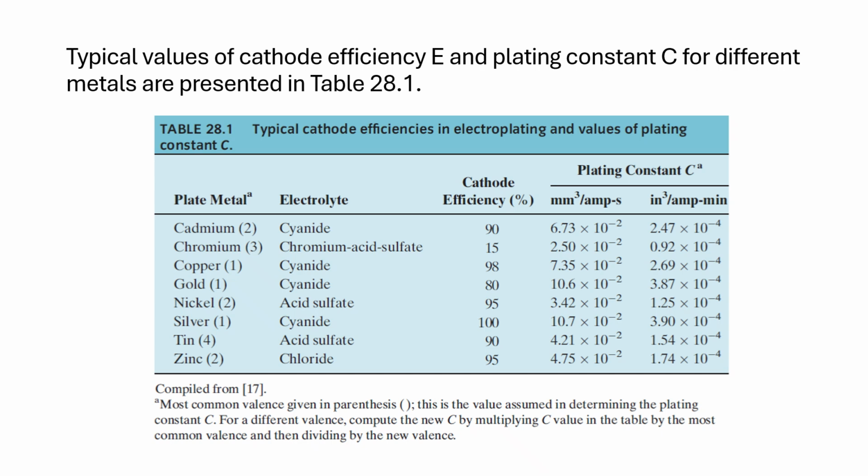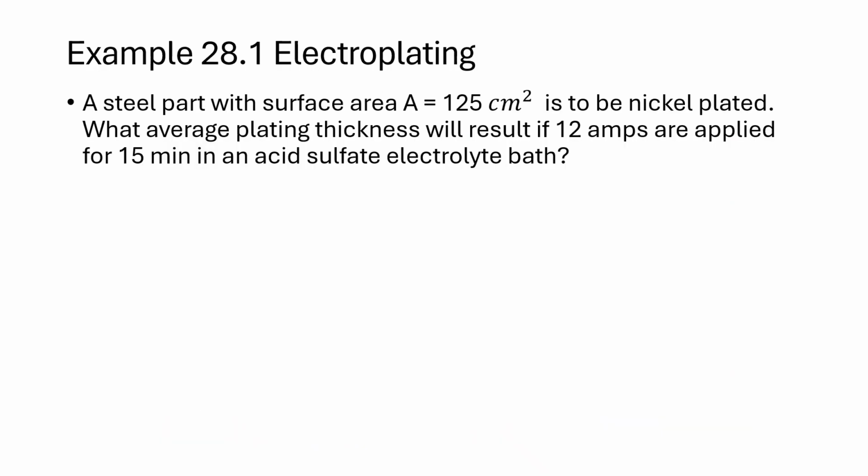Now let's go back to the example. You can see in this example, we have a steel part. We have a surface area of 125 square millimeters. We have nickel plating. What will be the average plating thickness that results from 12 amperes applied for 15 minutes in an acid sulfate electrolyte bath?